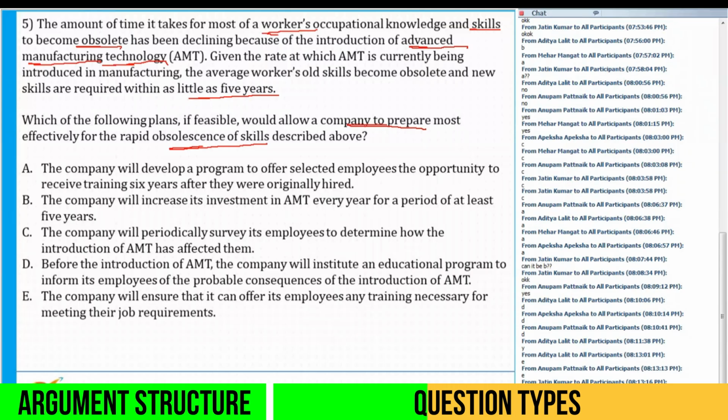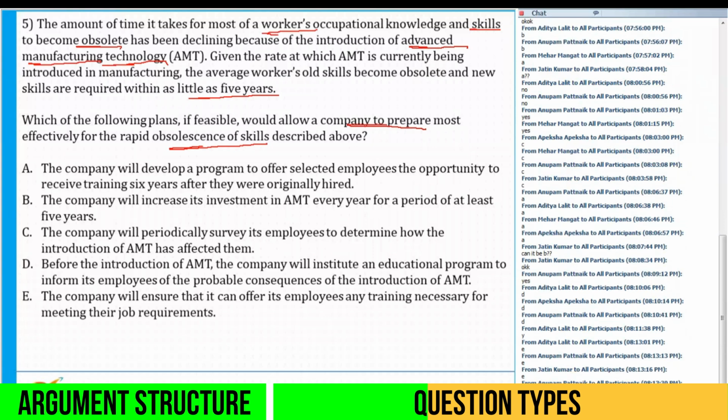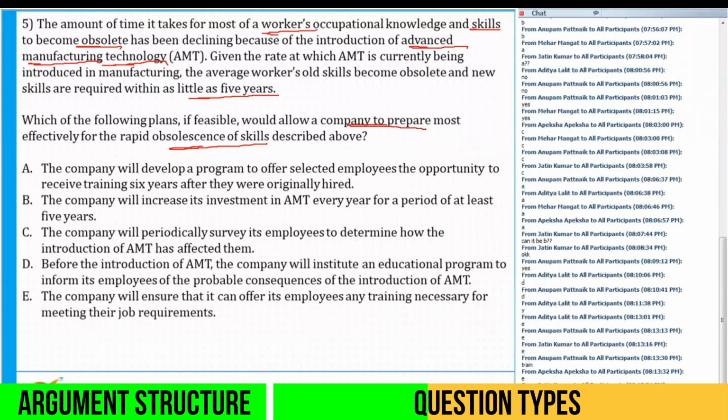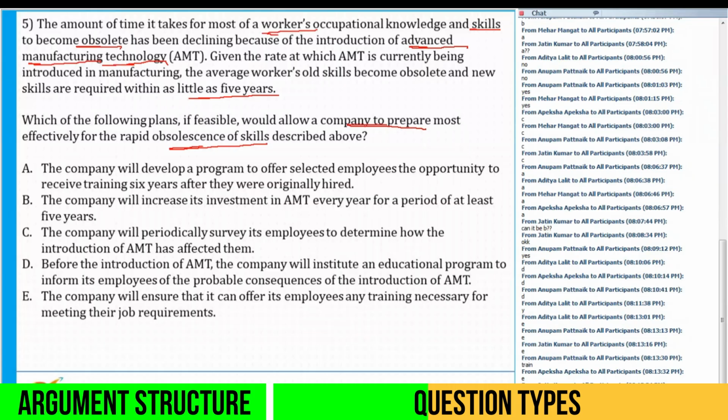Okay, I have three answers here. All three of you are saying E. Yes, you train them whenever training is required. Whether it is within 2 years or 5 years or 1 year or 6 years or 2 months, that is immaterial. Whenever training is required, you provide the training which is necessary for meeting the job requirements, and that way you can fight obsolescence. Absolutely. Number E is the answer for question number 5.